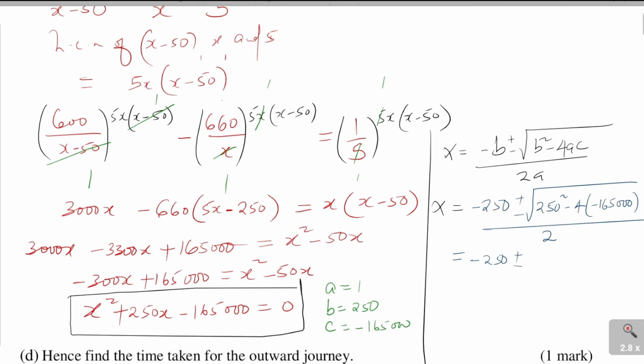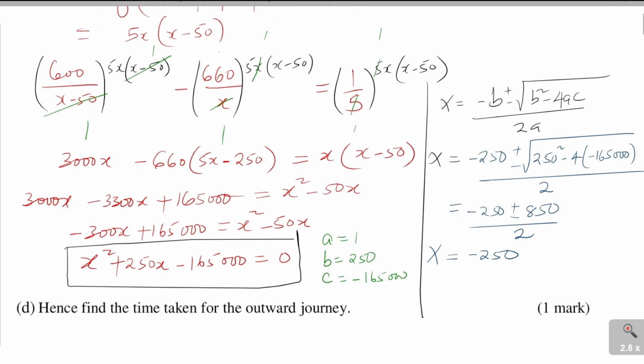Well, these will be positive. It will actually be positive: 4 times 165. When you open the bracket, they will be positive 165,000. So you get 850 after getting everything, the square root of that, then divided by 2. So the first value of x will be negative 250 plus 850 divided by 2.